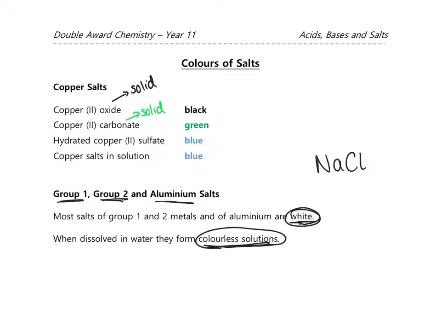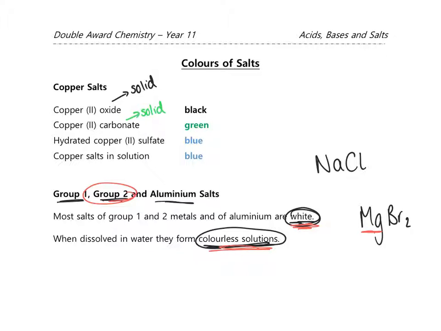They form colourless solutions. How a question like that would come up, they would give you a specific one. So say they might give you magnesium bromide. They might ask you, what colour is magnesium bromide? And you'd think, I haven't a clue. But you need to think back. Okay, well, magnesium is in group 2. And so it forms a white salt. If I then dissolved it in water, it would form a colourless solution.